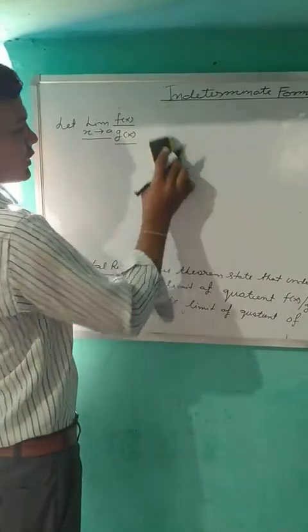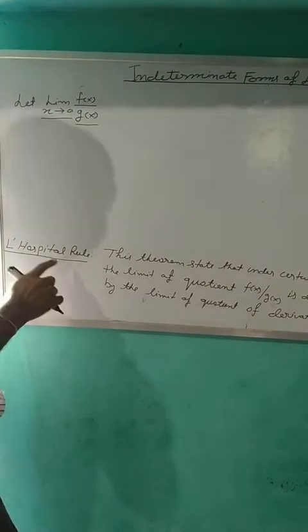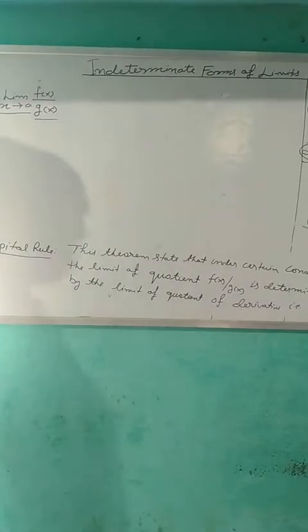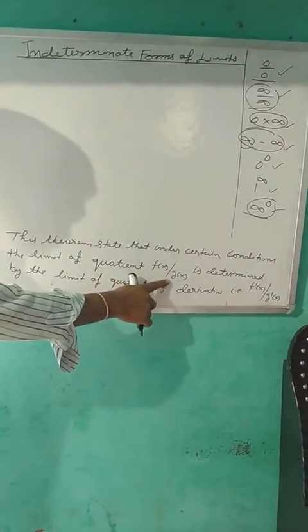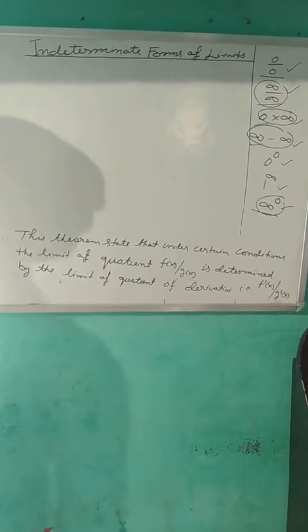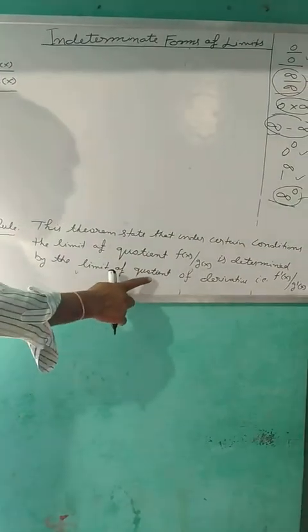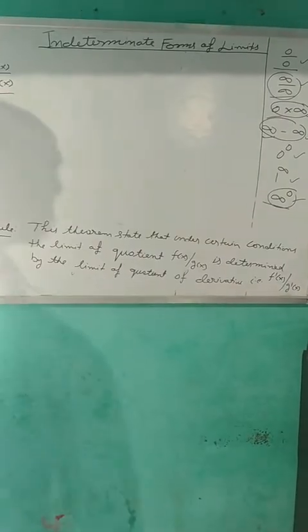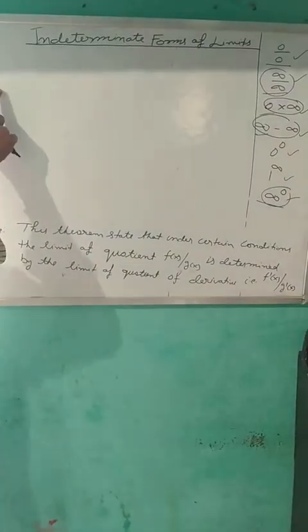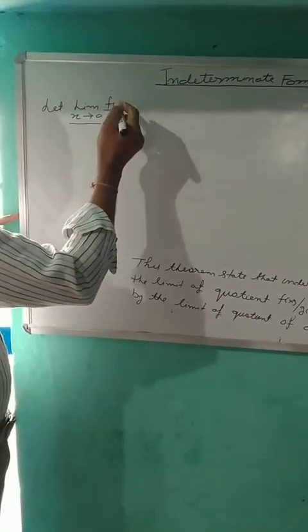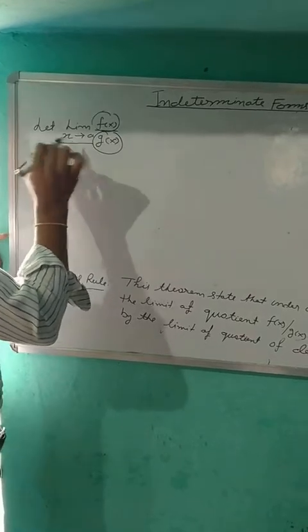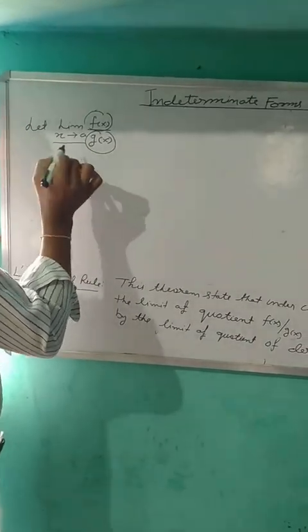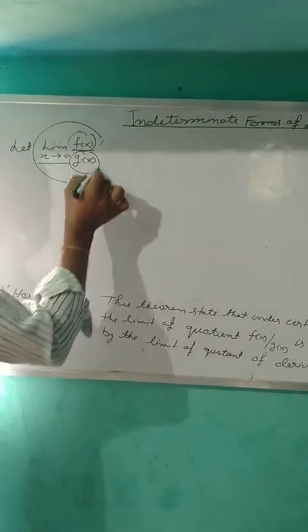For the solution of indeterminate forms, we use L'Hopital's rule, which states that under certain conditions the limit of the quotient function f(x) upon g(x) is determined by the limit of the quotient of derivatives. It means if we find the first derivative of the numerator and denominator, and then find the limit, then that limit is the same as the limit of the original function.